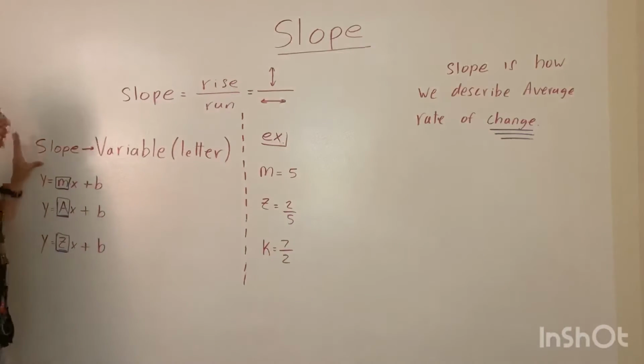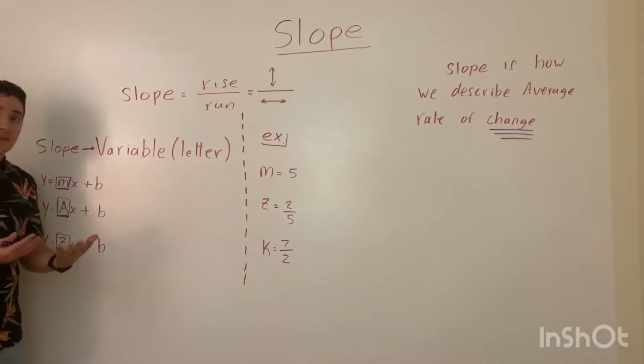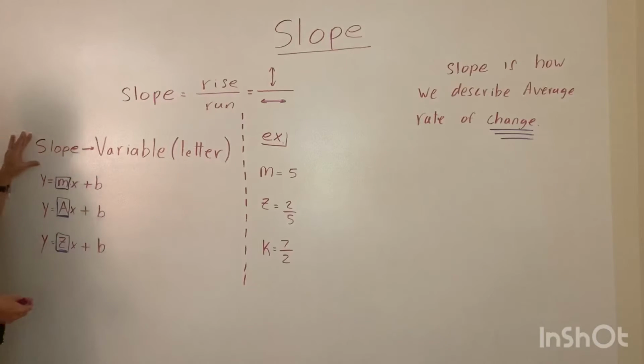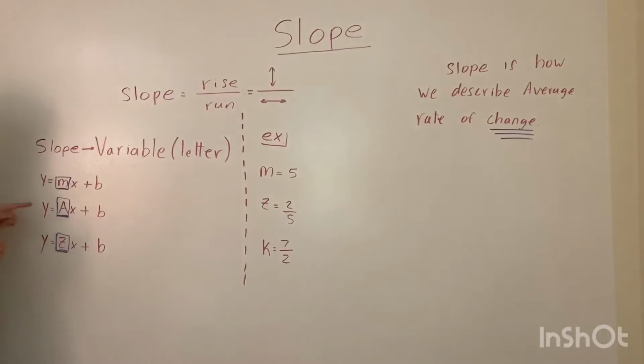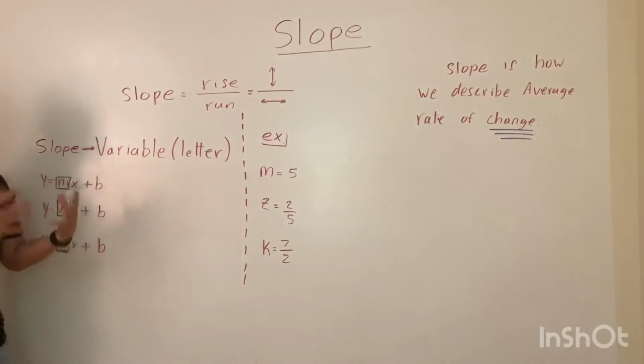Now slope, we normally use a variable to define slope, okay? We normally talk about slope, and famously in the linear function, we see it as y equals mx plus b, but m is not the only slope that you can have, okay? m can be the slope for this specific equation. If I had another equation where I have y equals ax plus b, now a becomes my slope. If I have y equals zx plus b, well, now z becomes my slope. And remember, these are variables, meaning that they are letters that we choose.